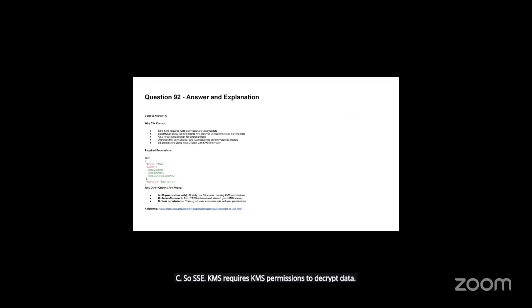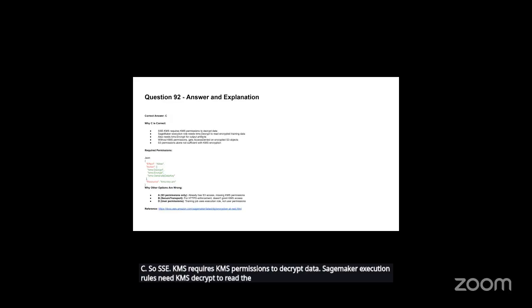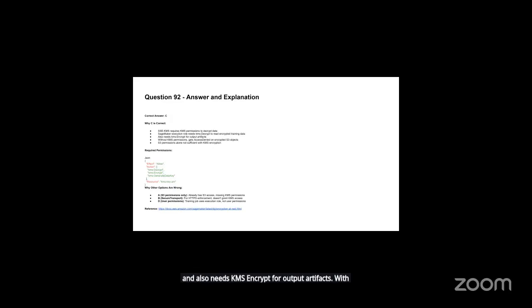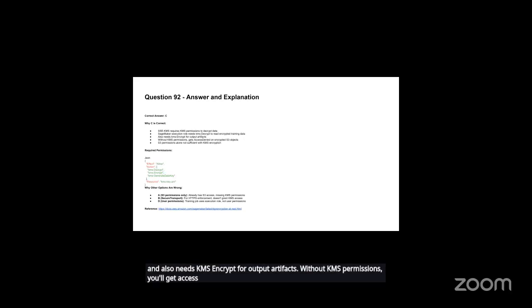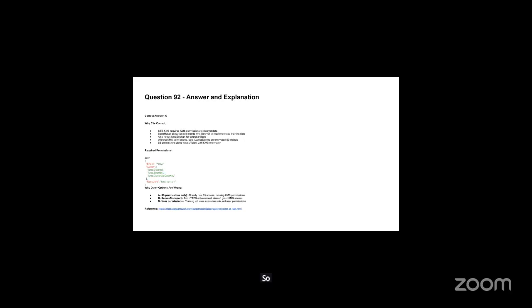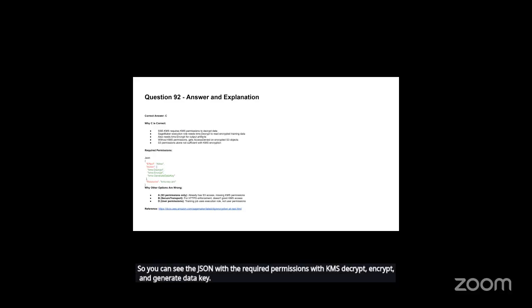So SSE-KMS requires KMS permissions to decrypt data. SageMaker execution roles need KMS decrypt to read the encrypted training data, and also need KMS encrypt for output artifacts. Without KMS permissions, you'll get access denied on encrypted S3 objects. So S3 permissions alone are not sufficient with KMS encryption. You can see the JSON with the required permissions: KMS decrypt, encrypt, and generate data key for the KMS key ARN.